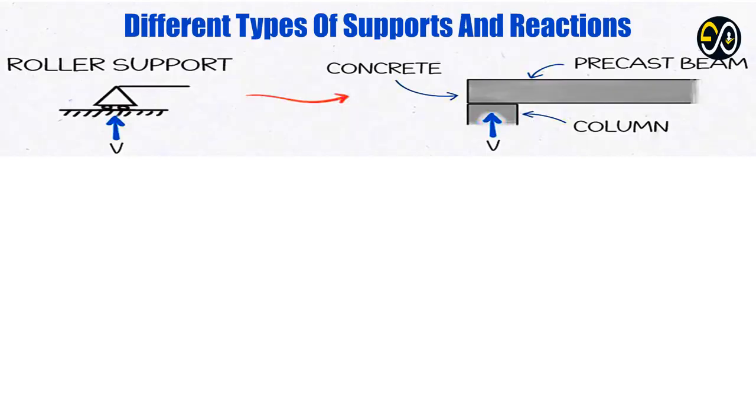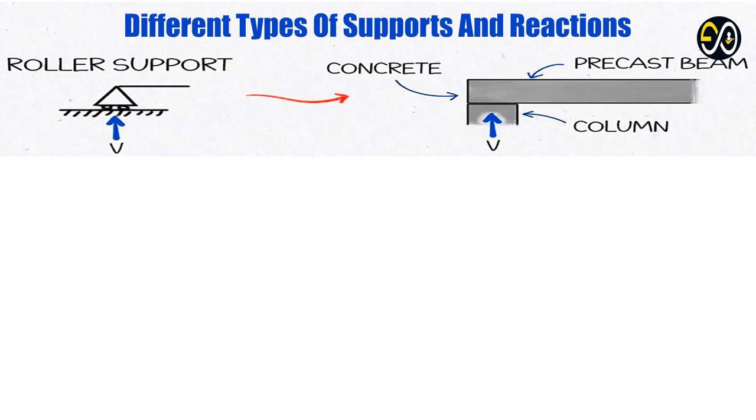So based on this, we have three basic support conditions which create different types of reactions. Okay, this is a very basic thing. Let us see. When you place a beam on a column, you just place it. It is just kept on it. There is no restraint on the sides.